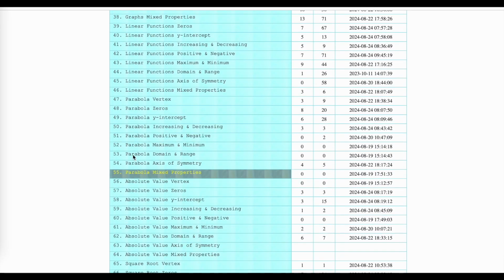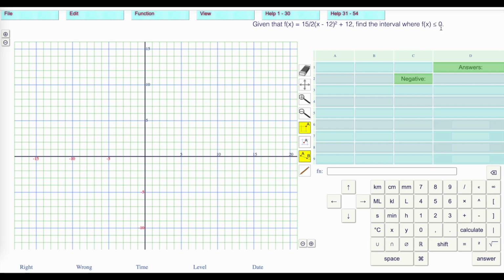For a parabola, we want to find the interval where f of x is less than or equal to 0. Like, when's it negative? The vertex is at 12, 12. It is opening up. We want to know when it is negative. If it's opening up, it's going to look something like this, and it's never going to be negative. Let's graph that exactly. You don't need to.